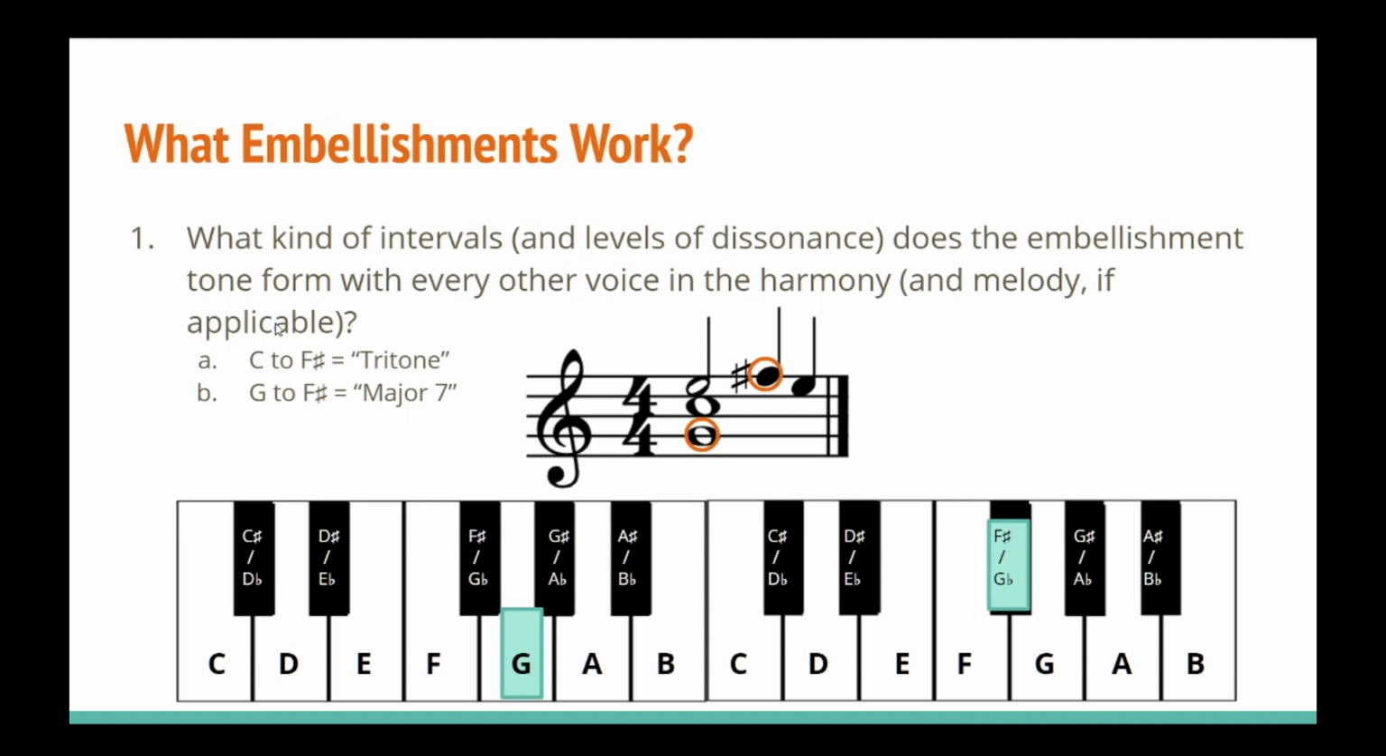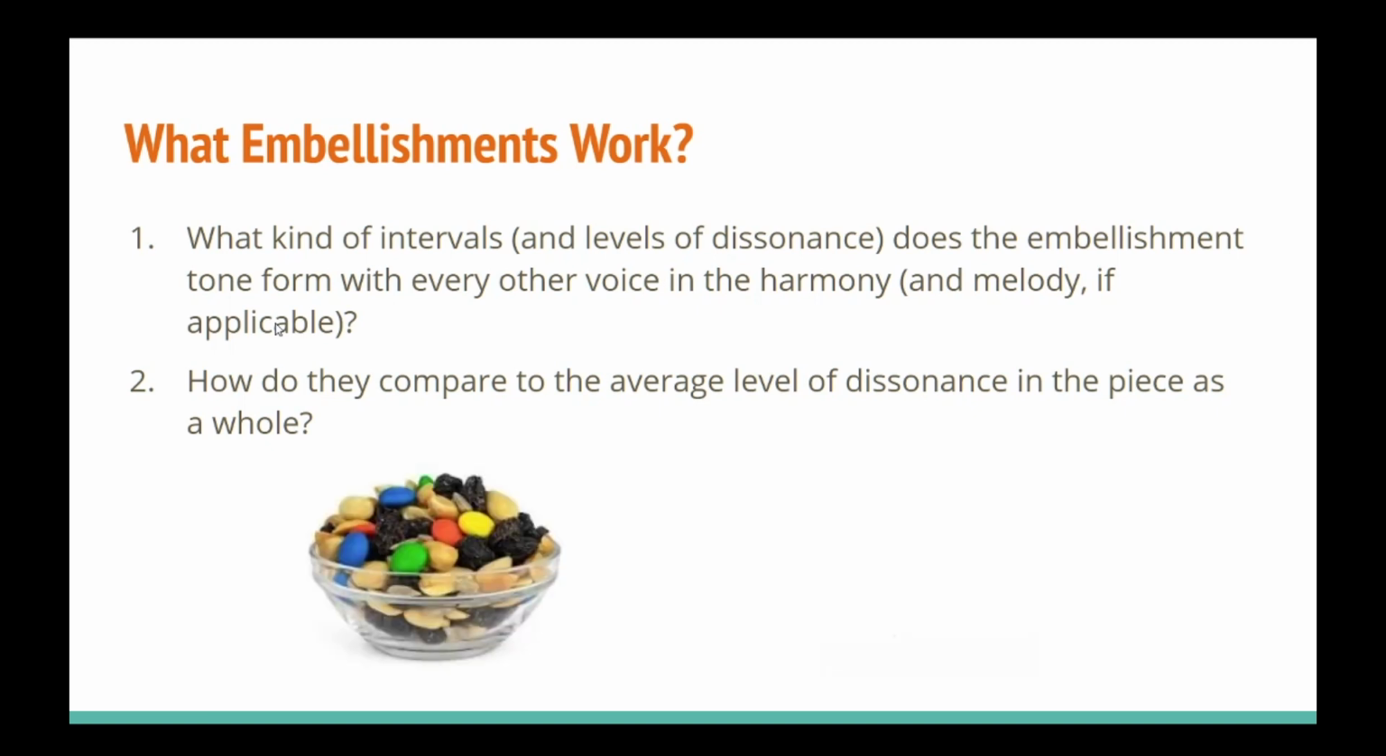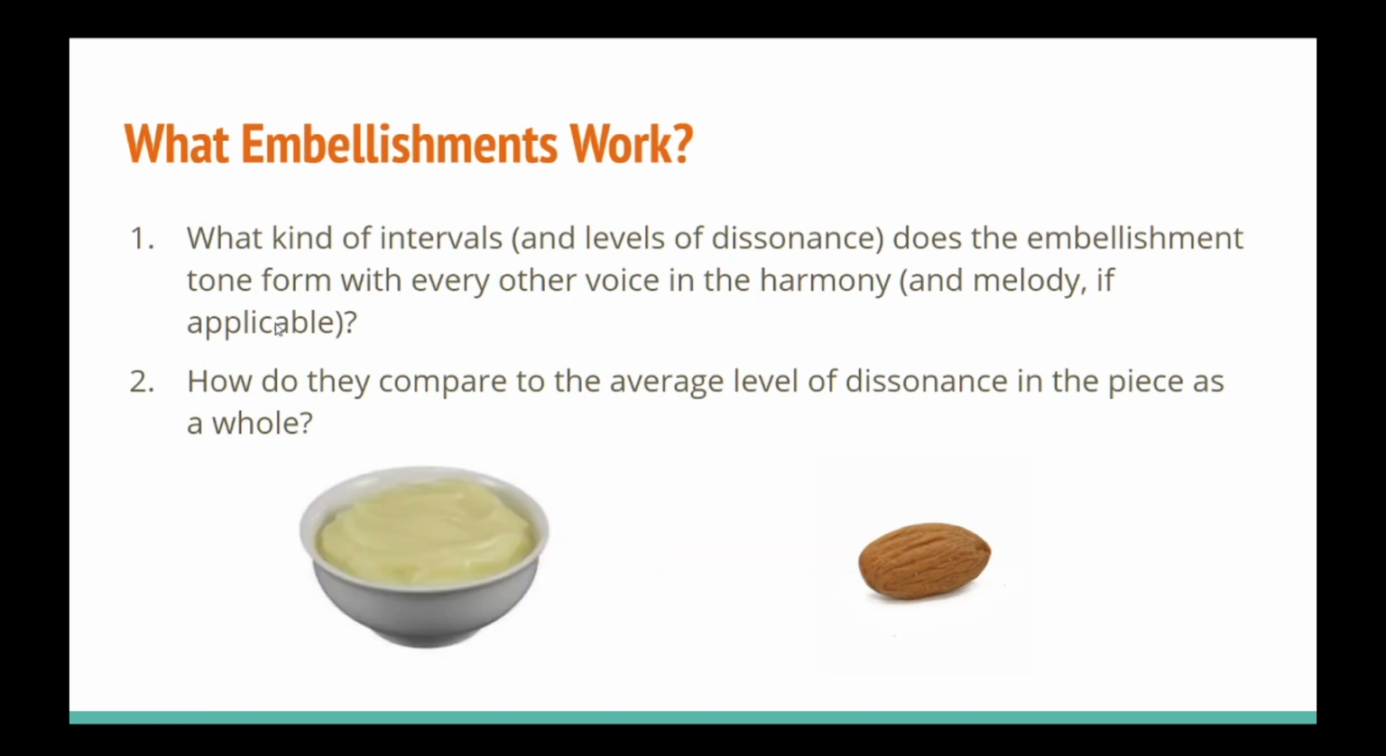After figuring out what level of dissonance we're working with, we can compare that to the typical level of dissonance we find throughout the piece. You can almost think of it like eating some crunchy food. If you're eating a crunchy snack, like granola or trail mix, and you add a single almond to the mix, you're probably not going to notice any difference to the texture when you try eating it. However, if you're making pudding or soup or something like that, and you bite down on the same almond, you're probably going to spit it out just because it's so different from what you were expecting.